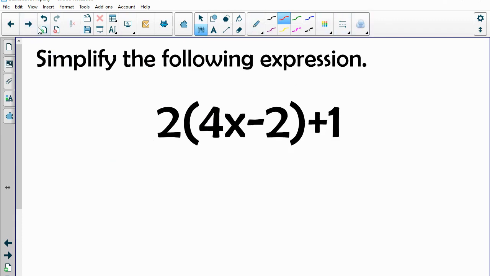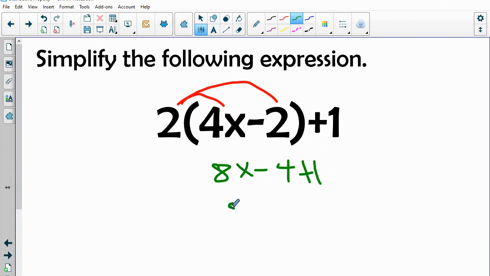All right, what else? You just got a couple more here, and then we'll get you going on an assignment. So here's one where you have 2 times 4x and 2 times -2. And then after you do that, you've got a +1 on the end. So in this case, let's go ahead and take care of the parentheses first. 2 times 4x is 8x. 2 times -2 is -4. And then you have -4 plus 1. And the -4 plus 1 would give you -3. So our final answer is 8x minus 3. So that's what that would look like.